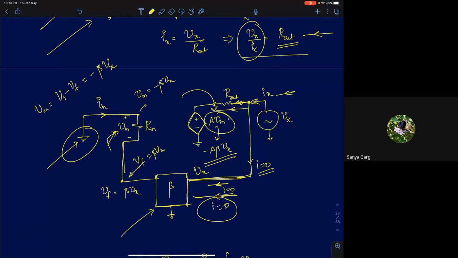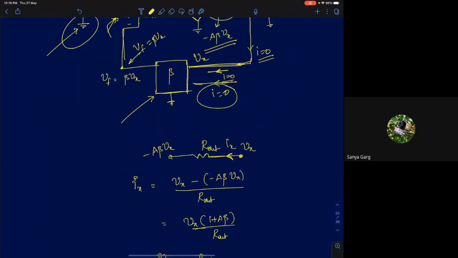Now we have everything to calculate the resistance. If you know the current flowing through the resistance, we can calculate the output resistance. On one terminal of R out, the voltage is Vx. On the other terminal, the voltage is minus A beta into Vx. So you can quickly see that this looks like an application of the Miller effect. So you can even directly tell me what will be the resistance seen at this node. This node voltage is Vx, this node voltage is minus A beta Vx. So using the Miller effect, you can directly say R out upon 1 plus the gain between these 2 points, which will be 1 plus A beta.